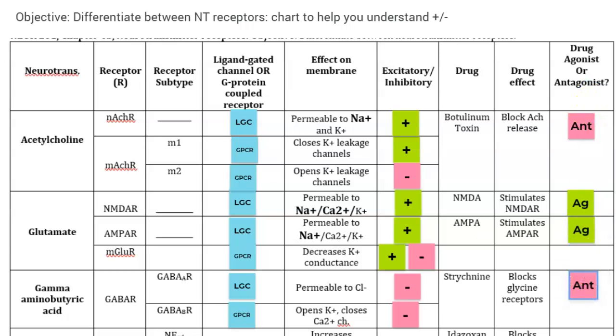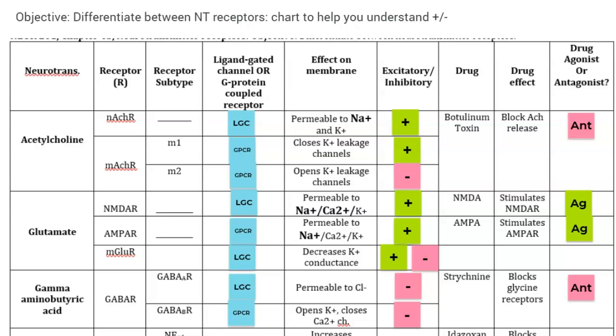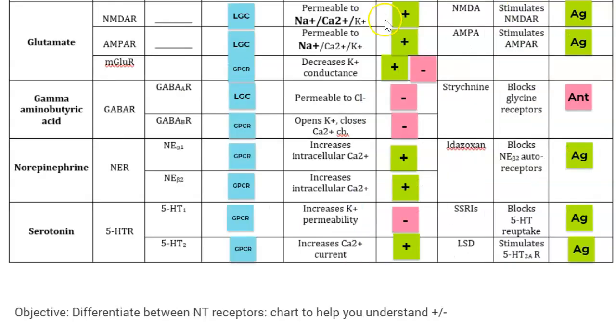So hopefully you took the time to go and do both of these. I will just go to my answer key because it'll be faster for me, but you should have already filled those out. And then for these, I'll just explain it to you. So, getting to my answers. All right, so glutamate and GABA we just did.